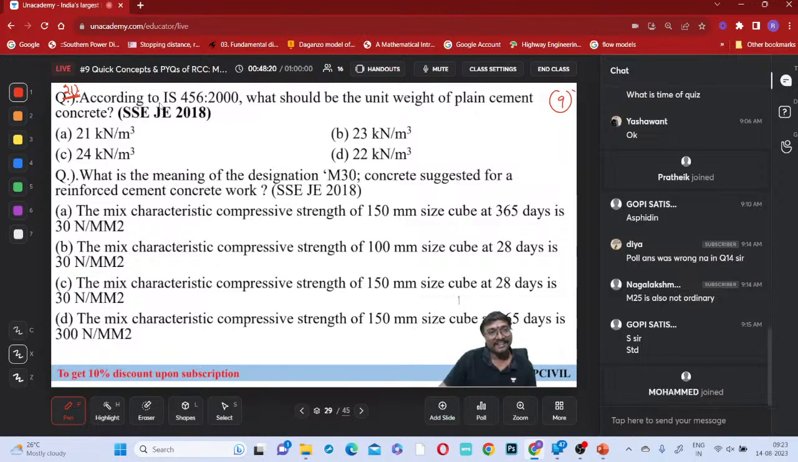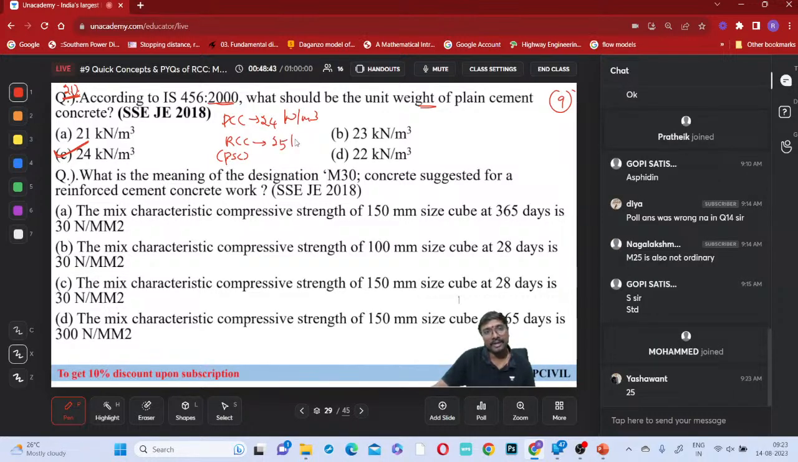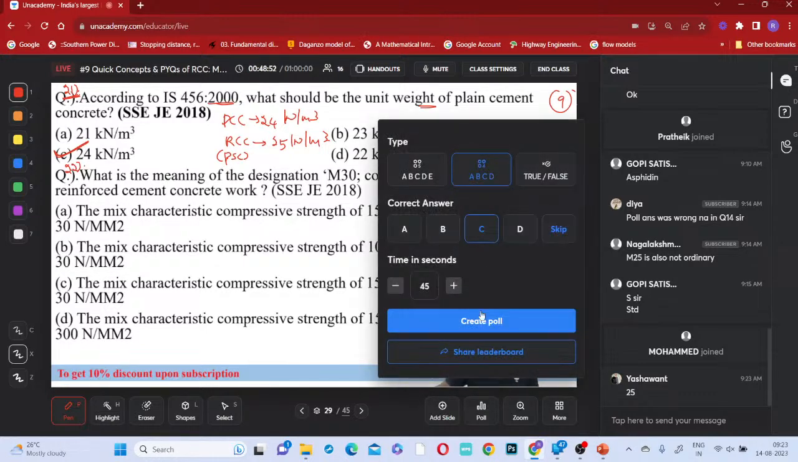Ashish, according to IS 456:2000, what should be the unit weight of plain cement concrete? It is 24 kilonewton per meter cube for PCC. And for RCC, how much will it be? RCC and also pre-stressed concrete, because that also has bars, so it is taken as 25 kilonewton per meter cube. Question number 21 over. Question number 22, select your answer.